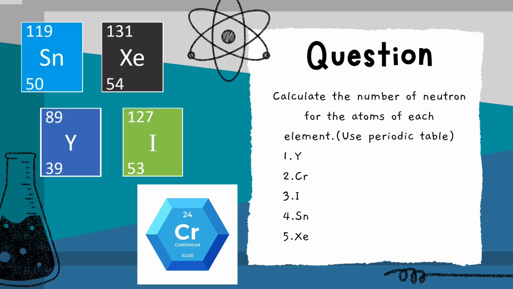Another question for you. Calculate the number of neutrons for the atoms of each element. Use the periodic table, and also I have provided you with the elements. First is yttrium, second is chromium, third is iodine, fourth is tin, and fifth is xenon. Pause the video, do your calculation, and then check your answers.